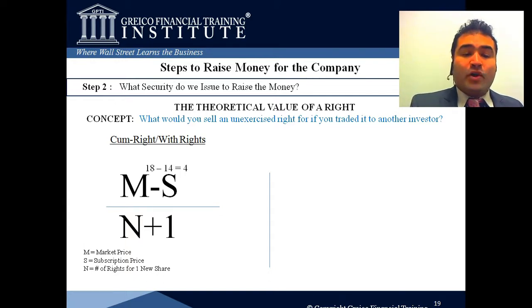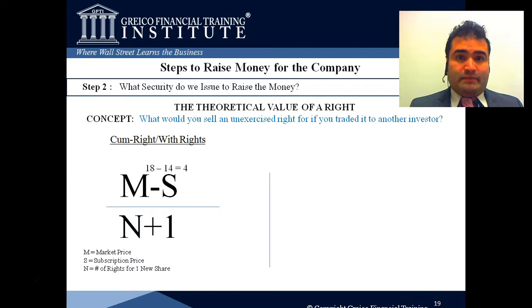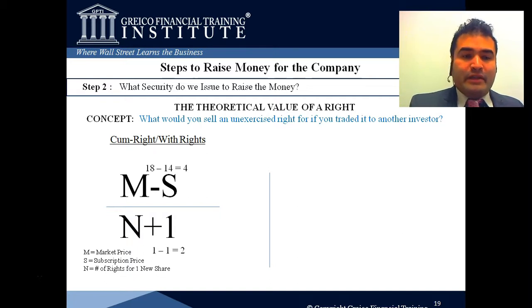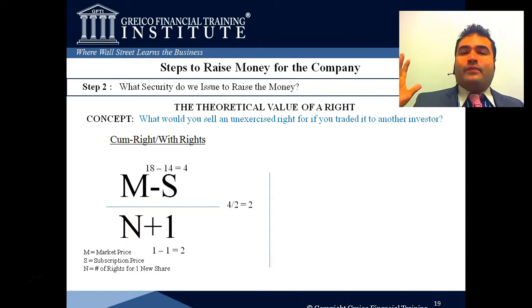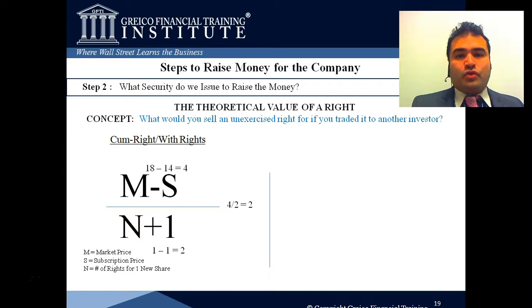So let's pretend the market price is 18 and the subscription price is 14. 18 minus 14 equals 4. That's the top part, the numerator. Now in the denominator, let's pretend it takes one right to buy one new share. So 1 plus 1 equals 2. The denominator is 2. So 4 divided by 2 equals 2. That means the value of each individual right equals 2. Plugging the variables into the formula, 4 divided by 2, each right is worth $2.